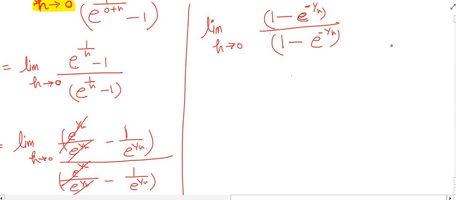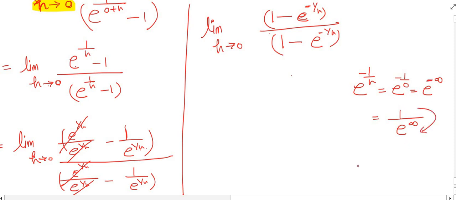Now let's put h equal to 0 and check. Here e raised to power minus 1 by h becomes e raised to power minus 1 by 0, which is e raised to power minus infinity. I can write this as 1 by e raised to power infinity, because the minus power can be made positive by bringing it down. 1 by e raised to power infinity: anything to the power infinity is infinity, and 1 by infinity is nothing but 0. I hope you understood this sequence of steps.